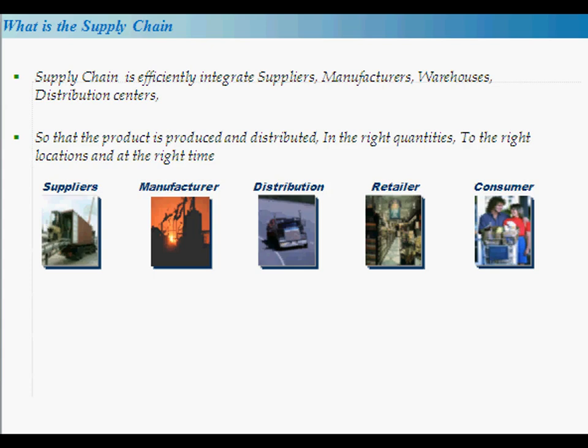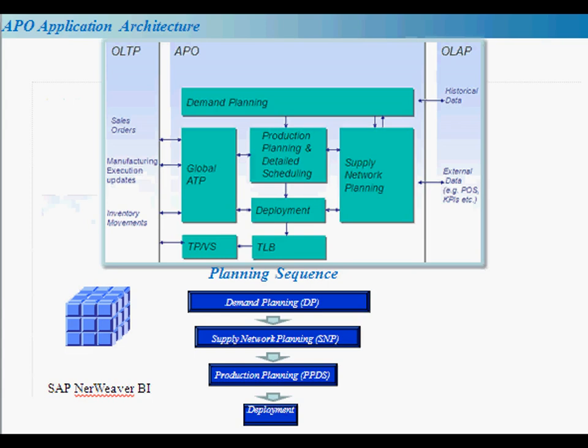Now, why is APO called a supply chain tool? Because when APO is doing the planning, it can take the constraints of all these elements and then finally put out the planning results. That's why APO is called a supply chain planning tool.